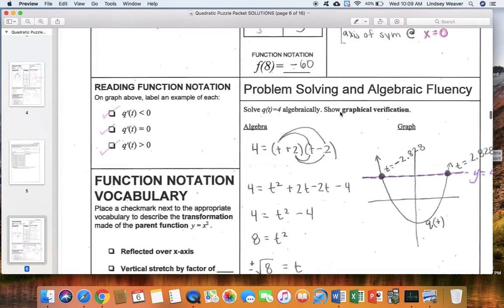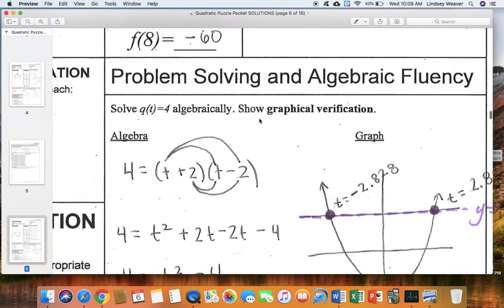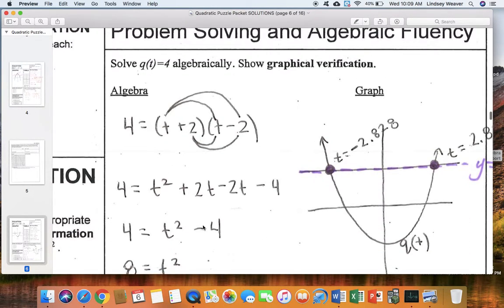Last but not least, we have careful algebra. When does our pattern hit 4? So here, we're going to have to get this equal to 0 since it's a quadratic puzzle. So we're going to use our double rainbows, or you could use the box method to expand this. And I get t times t is t squared, 2 times t is 2t, -2 times t is -2t, and 2 times -2 is -4. And that becomes t squared minus 4. Set it equal to 0.